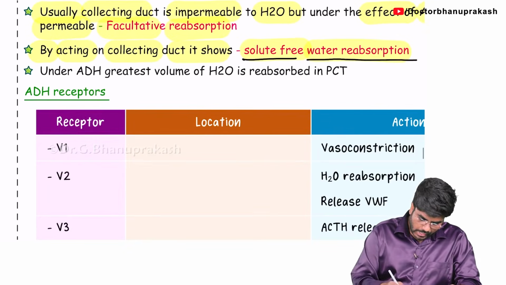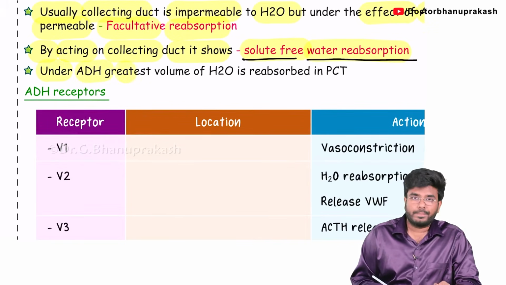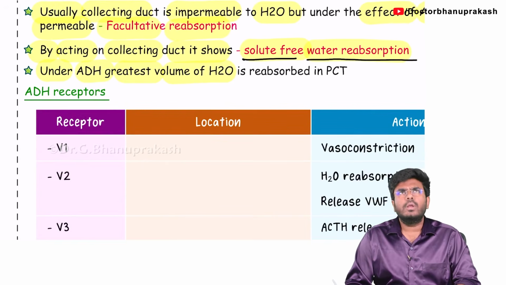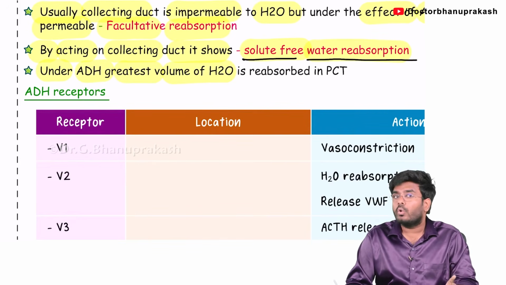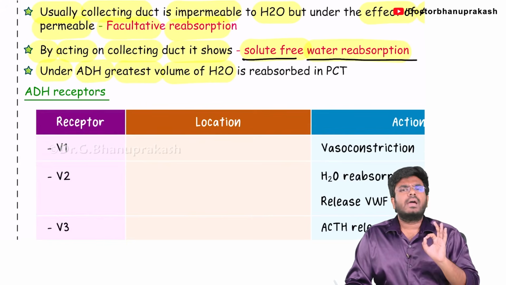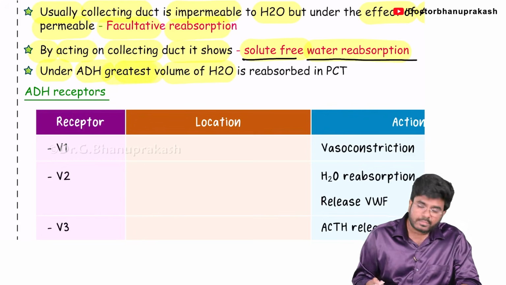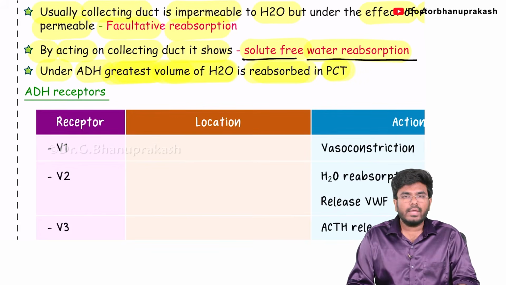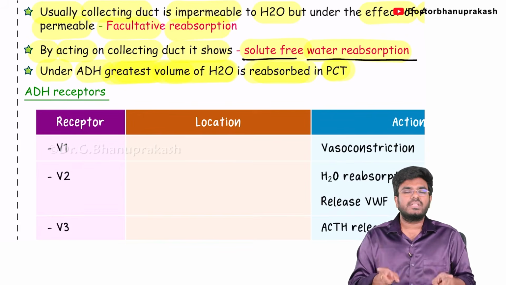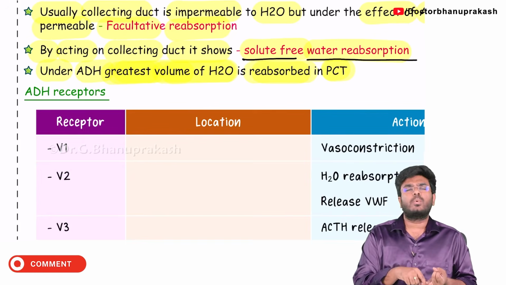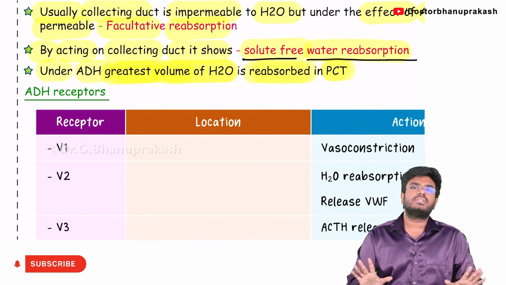Next question. Under ADH, whenever there is antidiuretic hormone, the greatest volume of water is reabsorbed in. Usually students will think that in the presence of antidiuretic hormone, maximum water is reabsorbed in the collecting ducts. No, guys. Always remember, whether antidiuretic hormone is there or not, if they use the words maximum water reabsorption or the greatest volume of water reabsorption, it always occurs in PCT, because of 70%. It doesn't matter whether antidiuretic hormone is present or absent.